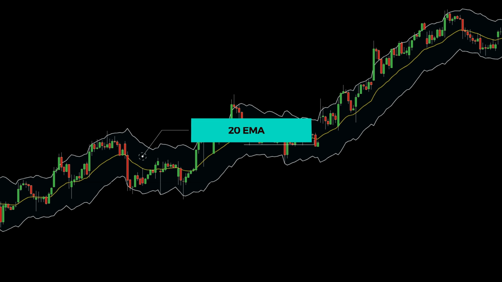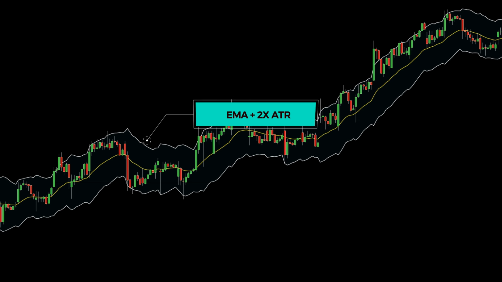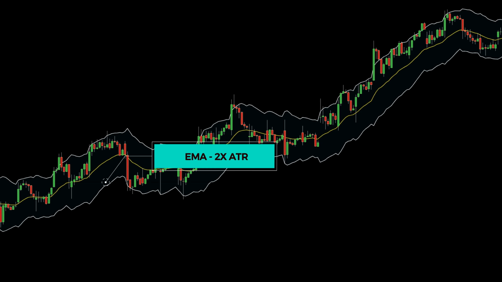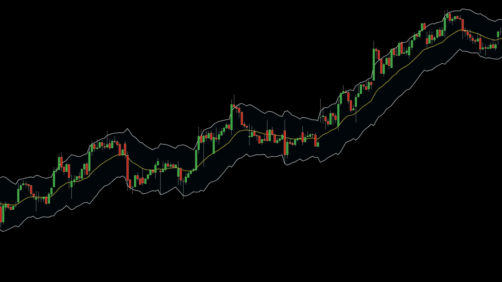The middle line is a 20-period EMA. That's a standard setting. The upper band is the EMA plus 2 times the ATR, the average true range, over 10 periods. And the lower band is the EMA minus 2 times the ATR. So the Keltner Channel is going to show you not just the trend of the price with the EMA, but the channel angles. And it's also how much the price is moving up and down using the ATR.